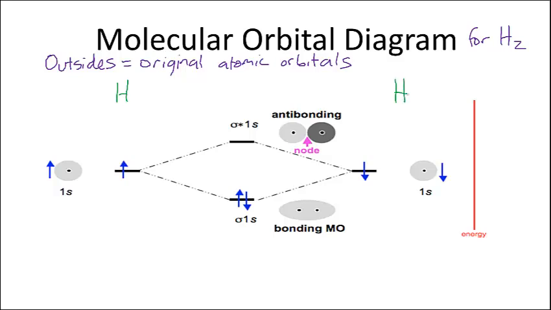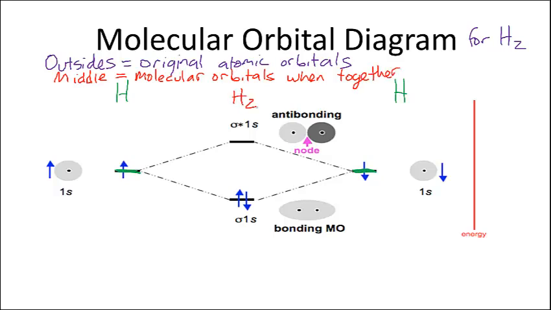And we represent those by just a little line with arrows to indicate the electrons in them. So a hydrogen atom has one electron in the 1s orbital. That's what that's representing. What we draw in the middle are the molecular orbitals from bringing them together. So what's represented in the middle here is H2.